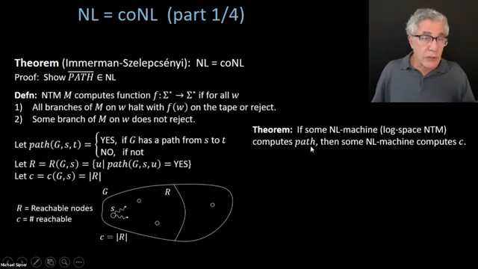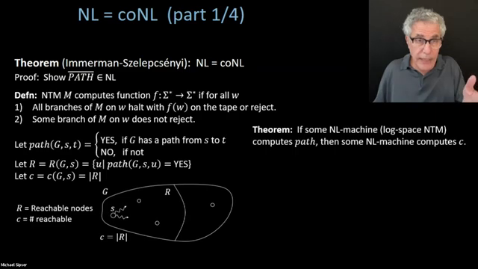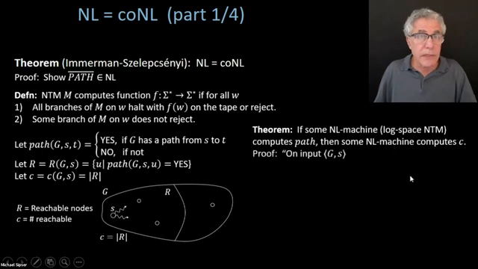Now, if the machine that's trying to compute the path function rejects on some branch of the non-determinism, that's okay. You're computing C, so that branch will reject also. But some branch has to get the right answer, and so then you get what's happening with that node, and you can either increment the count or move on to the next node. I'm not sure I'm making it any clearer by repeating myself.